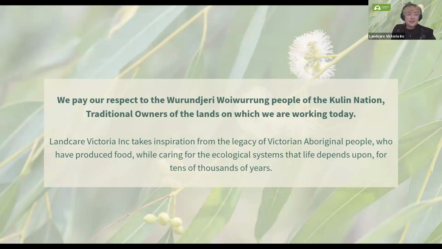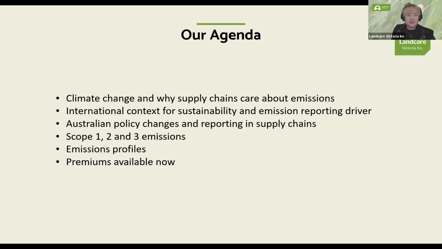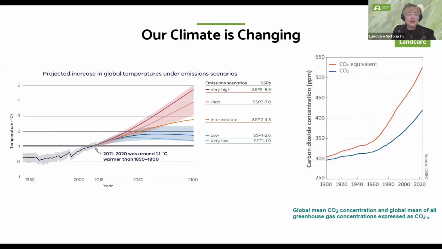Again, we've got a little bit of a jam-packed agenda today. I'll be going through a little bit of these topics, talking a little bit about climate change and why we're driving for net zero and reduced emissions, a little bit about scope 1, 2, and 3 emissions and what you can expect on your farms, and then a little bit about the Greenham's premium and some of the supply chains that we're already seeing looking for emissions data. Please interrupt at any point. I really, really welcome questions and want to make sure this is as useful for you guys as it can be.